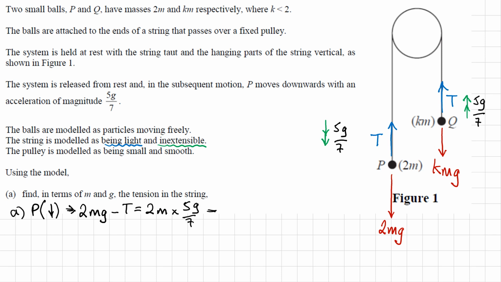Let's rearrange this to make T the subject. So T is equal to 2mg minus, now if I multiply this 5g/7 by 2m, I can write that as 10mg/7. So the last thing I need to do is to work out what 2mg minus 10mg/7 is, and that leaves me with 4/7 mg. So there's my tension in the string.